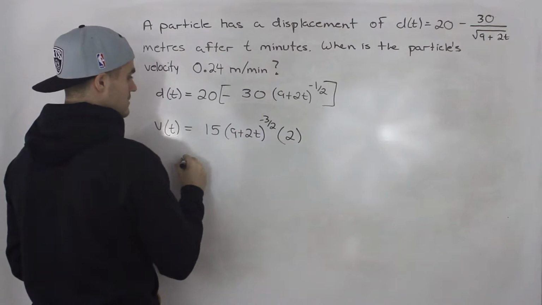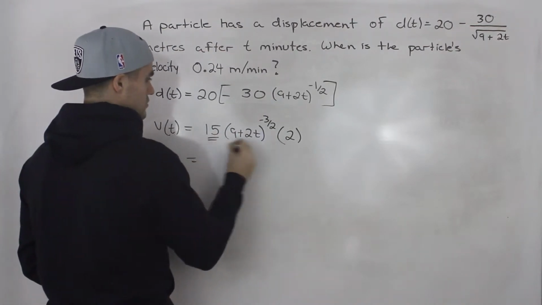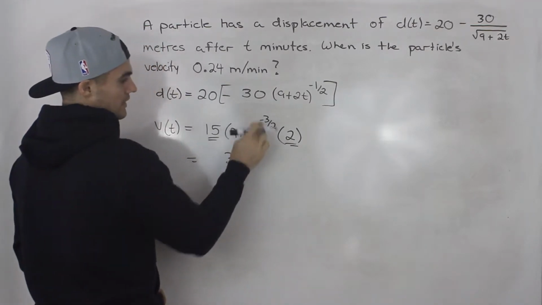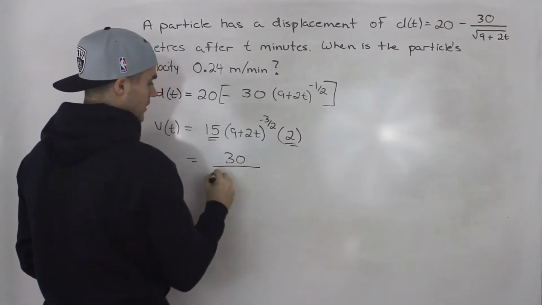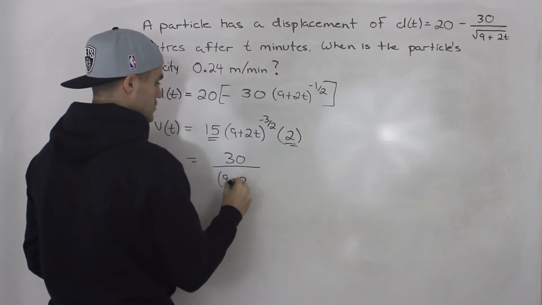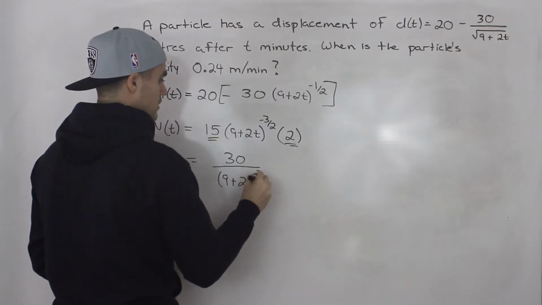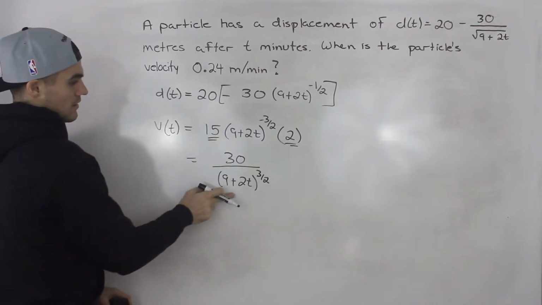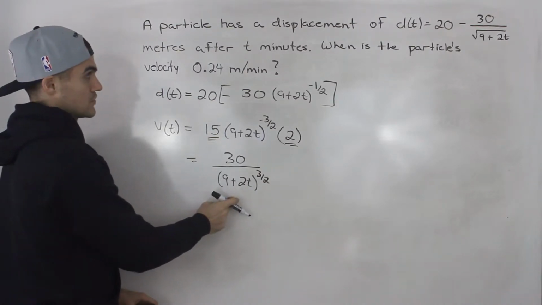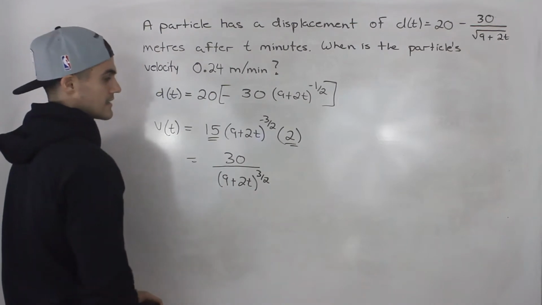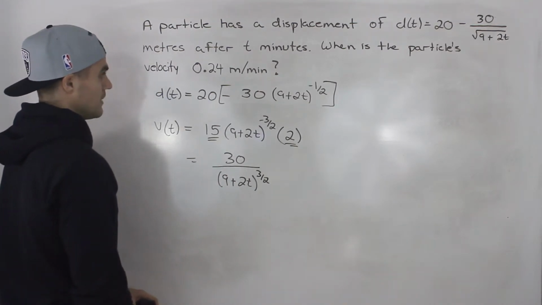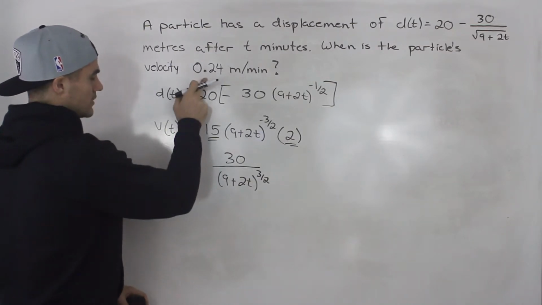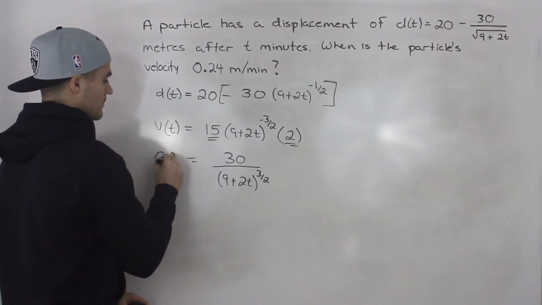Let's simplify this a little more and make it look a little nicer. 15 times 2 gives us 30, and this negative exponent I'm going to bring to the denominator. So I'm going to rewrite it as 30 over (9 + 2t) to the power of 3/2. This here is the velocity function for this particle that has that displacement. And we have to find when the velocity is going to be 0.24.